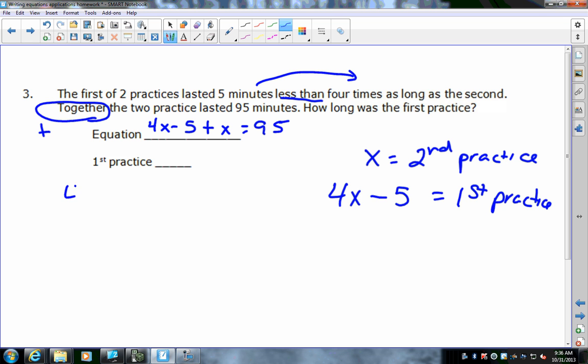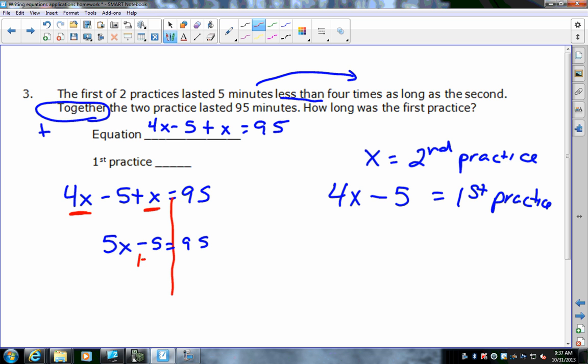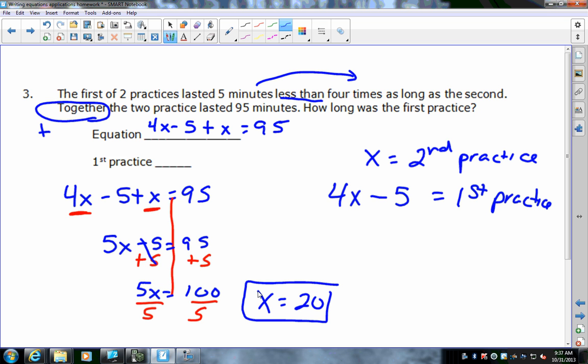Well, 4x minus 5 plus x equals 95. I'm going to put together my x's. I have 4x and 1x. 5x minus 5 is 95. I'm going to add 5 to each side. I get 5x equals 100. Divide by 5. x equals 20. Is that my answer?